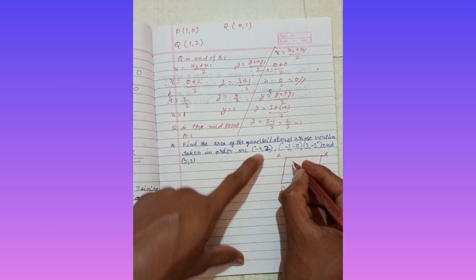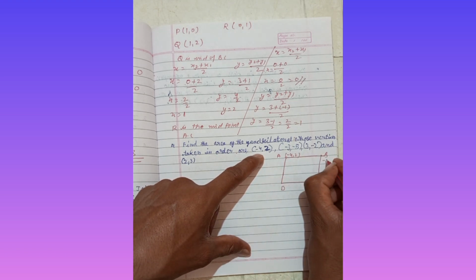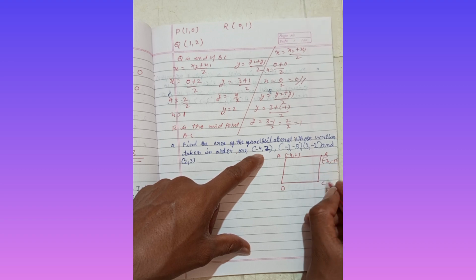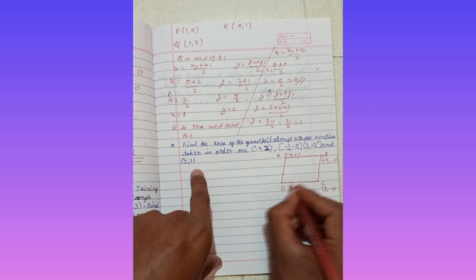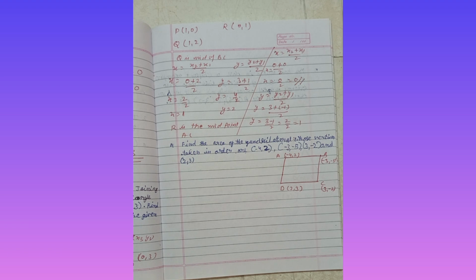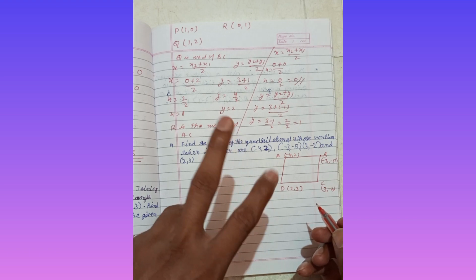Vertices A is given as -4, -2. Vertices B is given as -3, -5. Vertices C is given as 3, -2. And vertices D is given as 2, 3. We have to find the area of this quadrilateral. To find it, we draw one diagonal, so it will divide into two triangles.